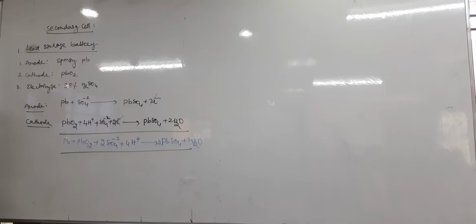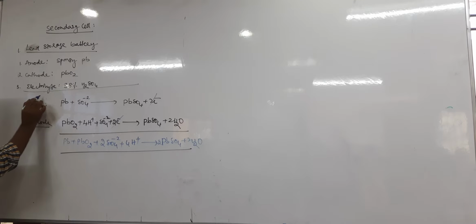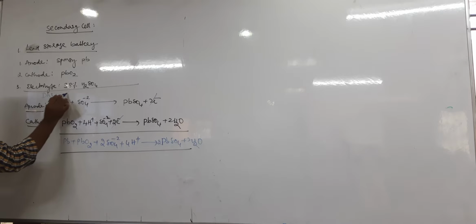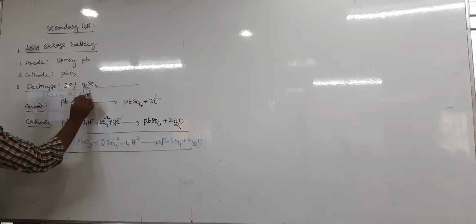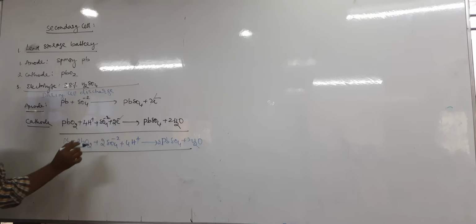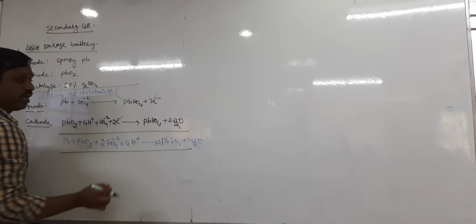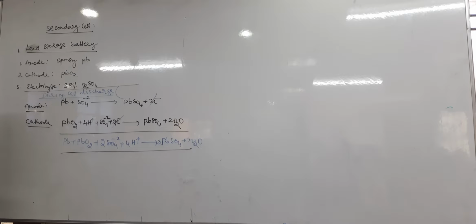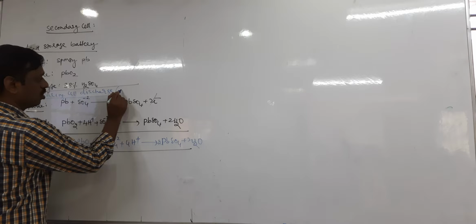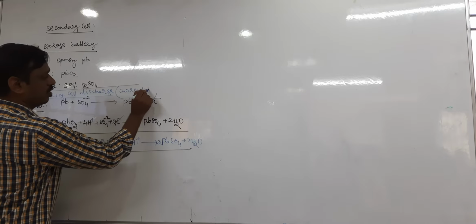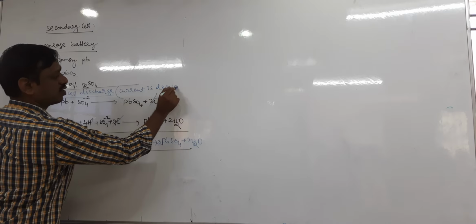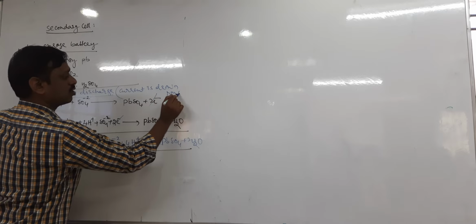So when is this the cell reaction? During discharge or recharge? This cell reaction, the anode and cathode reactions, are during cell discharge, right? Therefore this reaction is during cell discharge. Cell discharge is nothing but when current is drawn from the cell, right? Therefore these reactions occur when current is drawn from the cell.